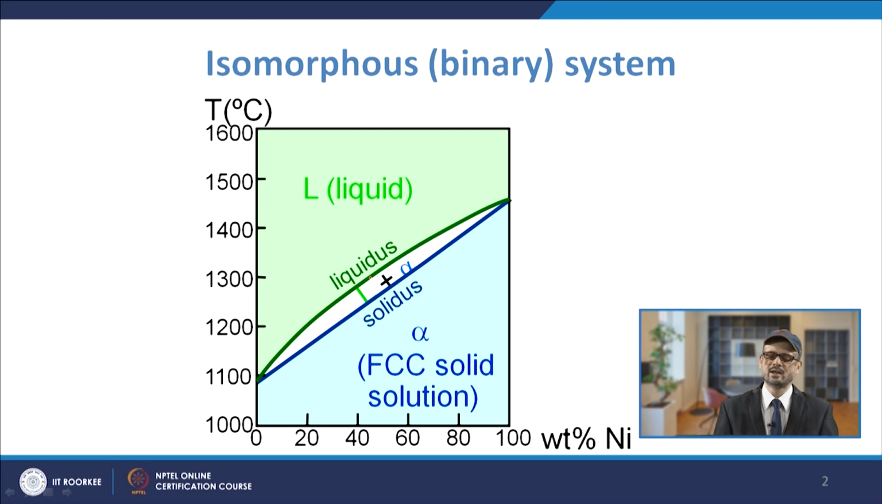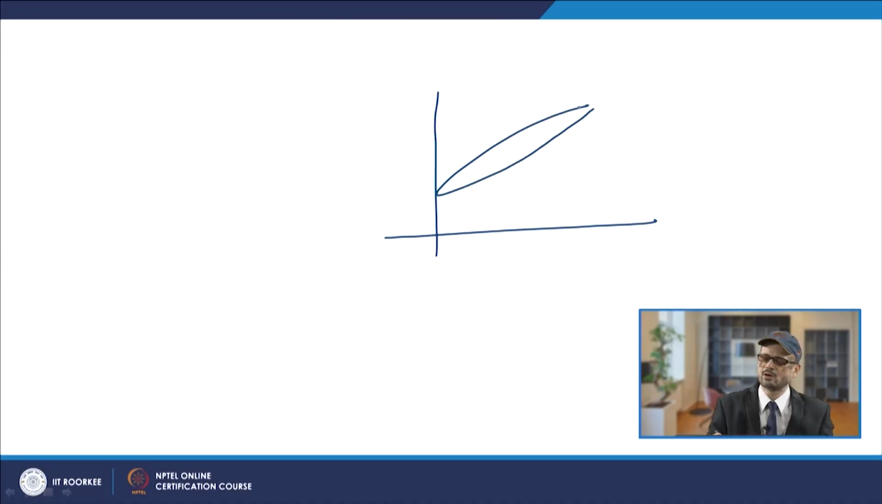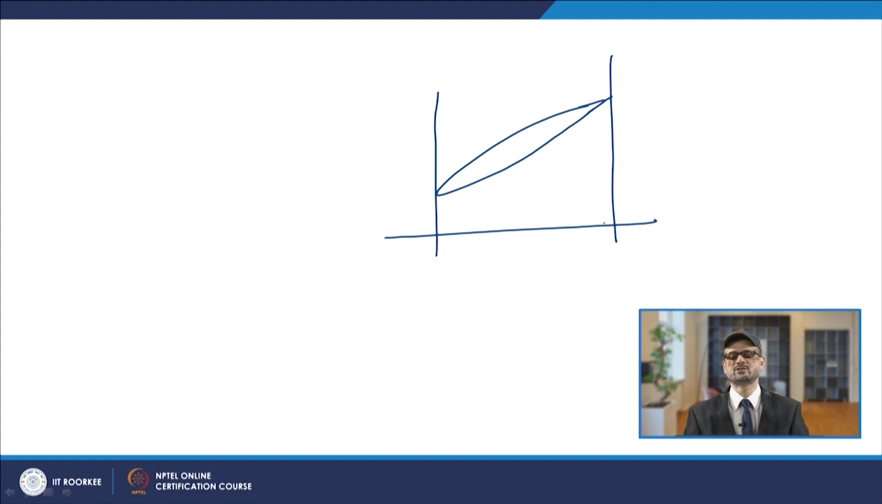In this liquid plus alpha zone, you can use the tie line rule and the lever rule to find the percentage of the liquid or the alpha. Suppose you go to any intermediate temperature. This is how one isomorphous binary system will look like. You will have liquid here, alpha on this side, and liquid plus alpha in between.